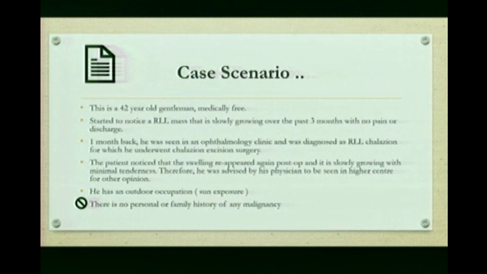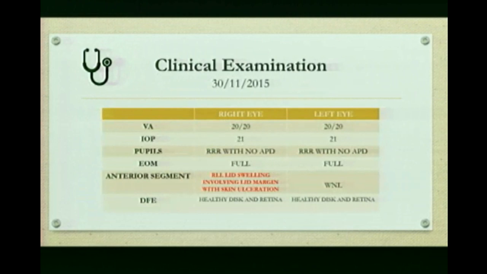This patient has an outdoor occupation, with a fair amount of sun exposure, but he had no personal or family history of any malignancies before. His clinical examination was unremarkable, as you can see, normal VA and IOP.